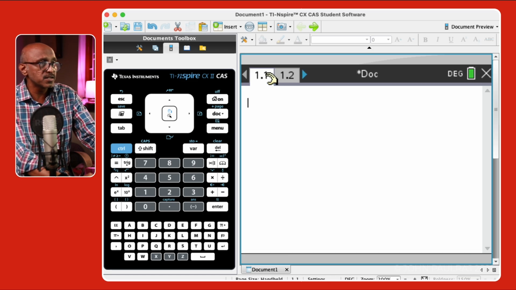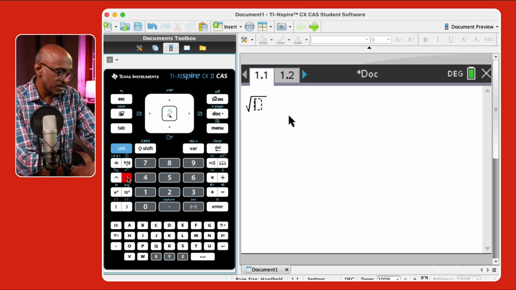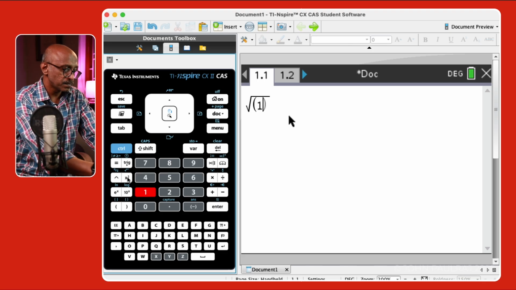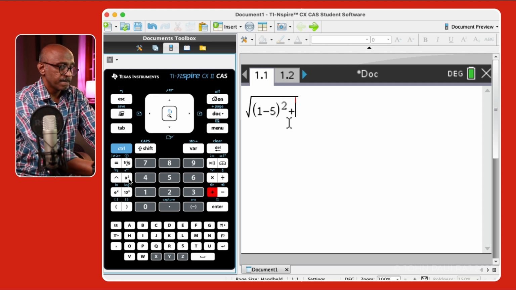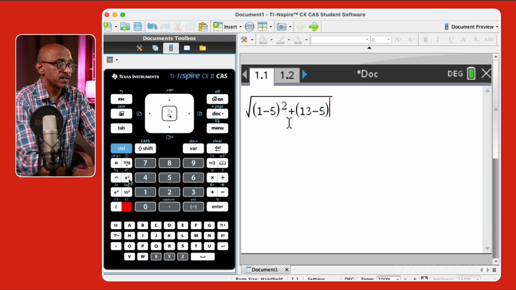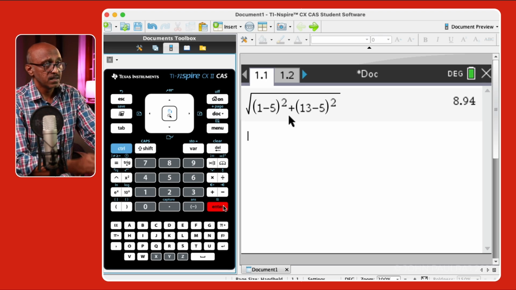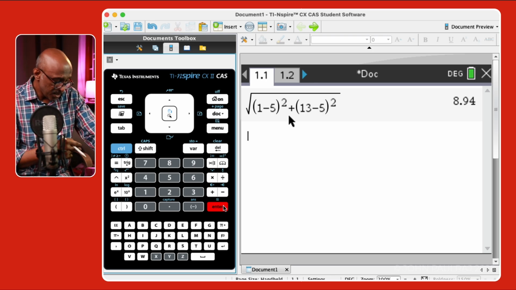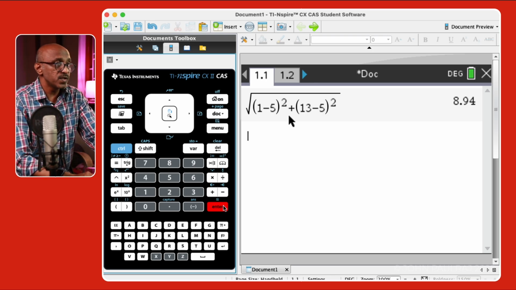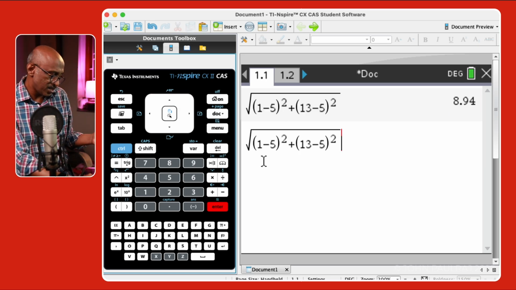So come back to this, and I'm just going to enter the values as they are: 1 minus 5, the whole square, plus 13 minus 5, the whole square. When you're using these things, just be careful. There are so many terms, so be careful how you're entering each term. I'll bring the term down and just make the edit. This just helps to go a little faster.